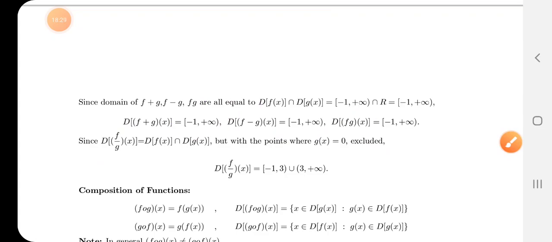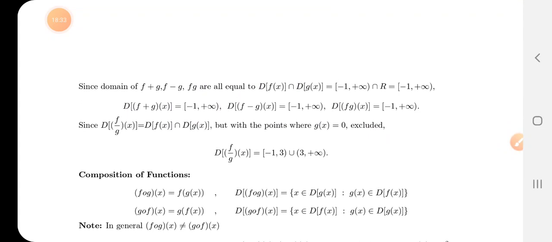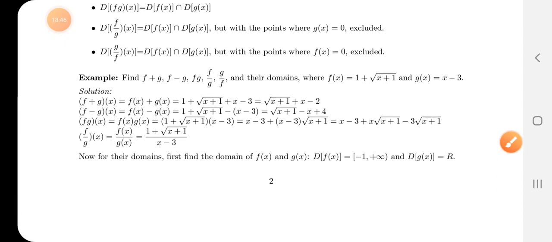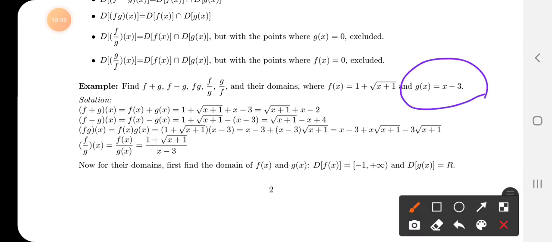Domain of f over g is the same as we got it for f plus g, f into g, or f minus g, but with one difference. What is that difference? You have to exclude the point where the denominator is 0. What is the denominator in this case? G. So you will see at what point your g is 0. So this is my g. At what point is your g 0? At 3. So you have to exclude this 3 from this domain.